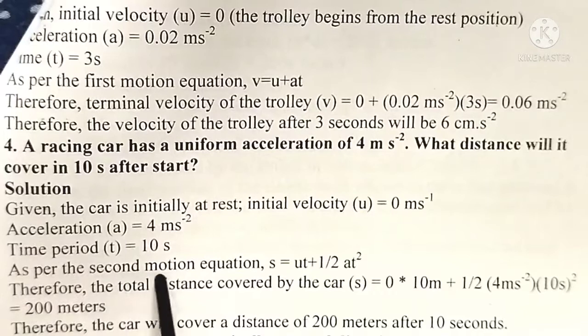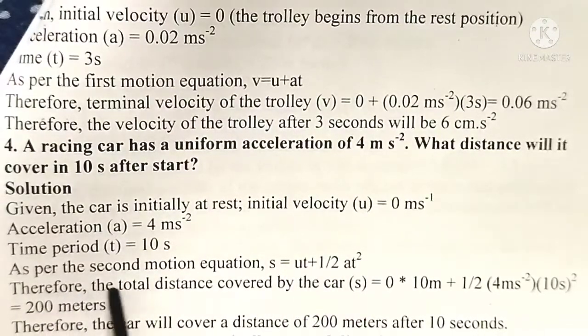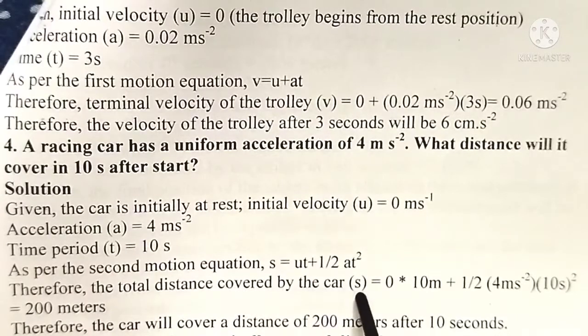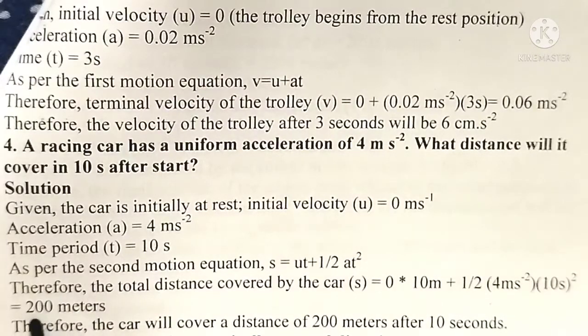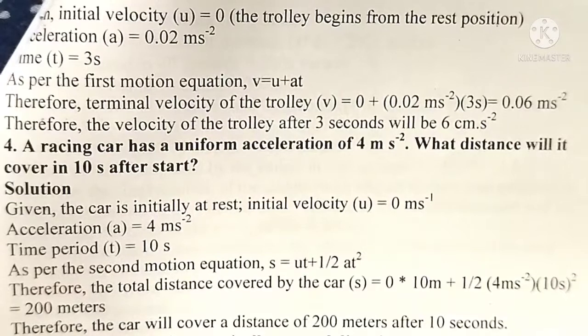As per the second motion equation, s is equal to ut plus half at square. Therefore, the total distance covered by the car s is equal to 0 into 10 meter plus half into 4 meter per second square into 10 square, that is equal to 200 meters. Therefore, the car will cover a distance of 200 meters after 10 seconds.